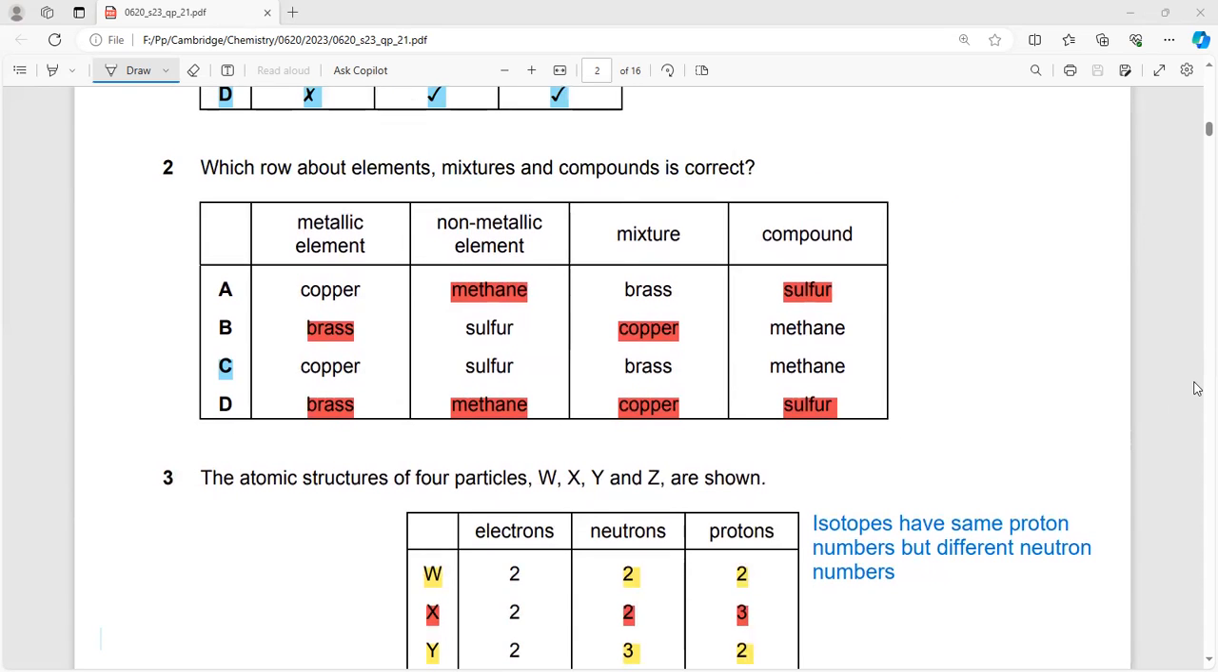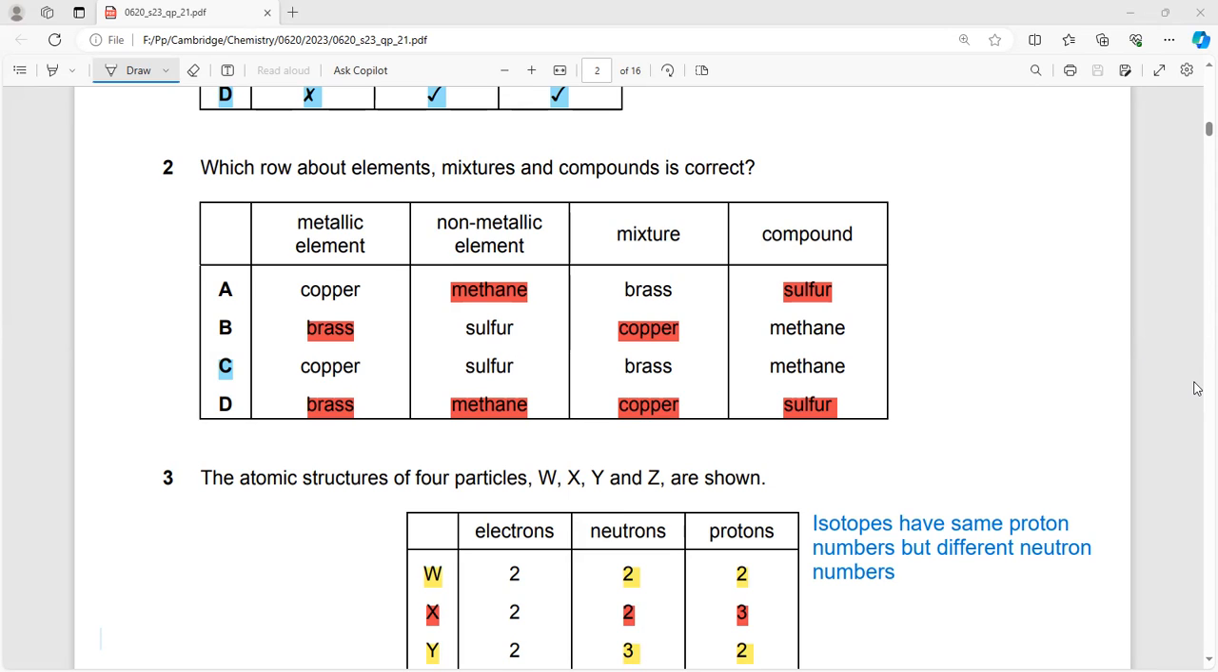Question number 2. Which row about the element, mixture, compound is correct? So an element is a group of atoms which have the same property, meaning they have the same proton number. And a mixture is a group of atoms or a group of compounds which have no chemical interactions, meaning they don't have any chemical bond. While a compound is when two atoms react together and make a chemical bond and produce a new substance.